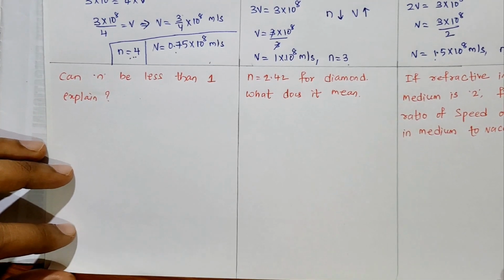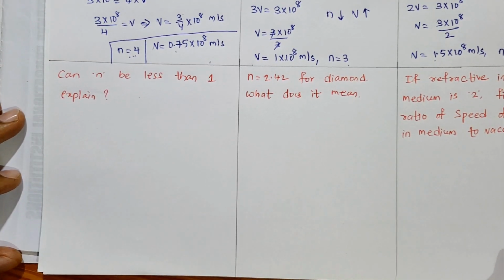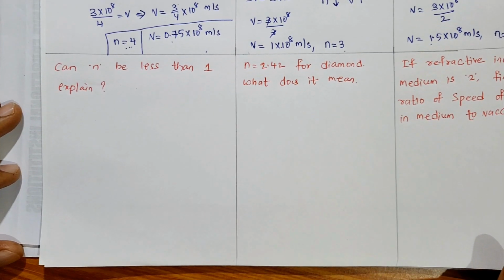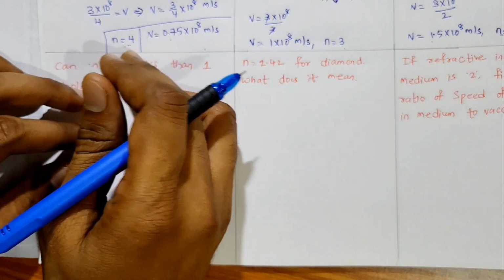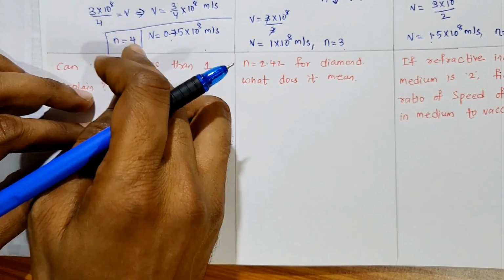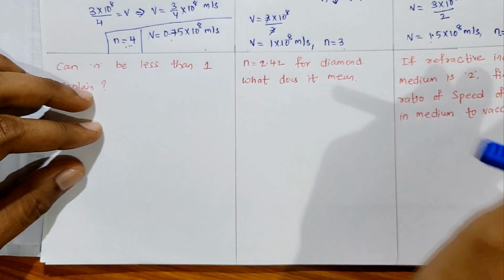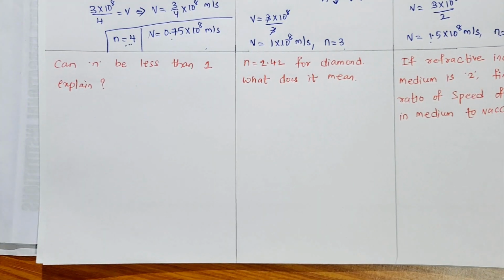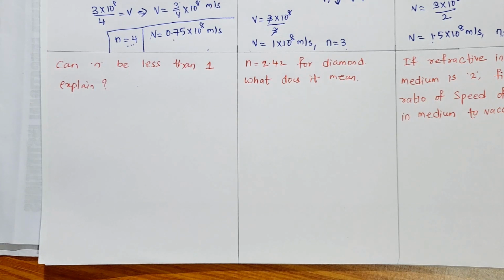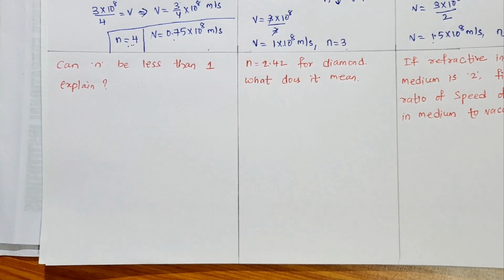Can the refractive index value be lesser than 1? Say no. Can the refractive index value be lesser than 1? Explain. The refractive index is decreasing from 4, from 3, from 2. What is the minimum value of refractive index? The minimum value of refractive index is 1 only. The refractive index value can never be lesser than 1.